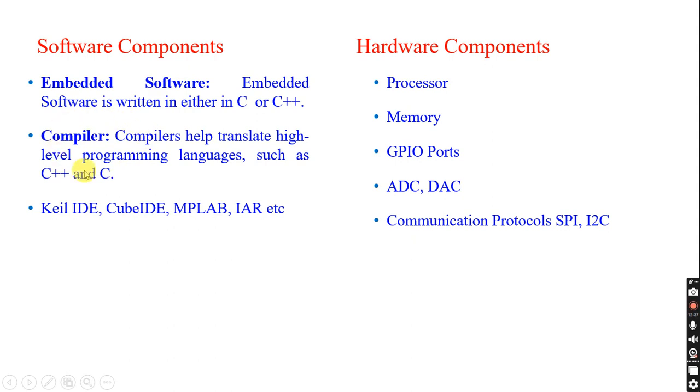And also we will be using some compilers. C and C++ compilers will be used to compile the program, and along with that we'll be using different IDEs. IDE stands for Integrated Development Environment, used to develop the code. So these are all software development tools. There are different IDEs available like Keil IDE, Cube IDE, MPLAB, and so on. This is how we are going to develop the software using different tools.